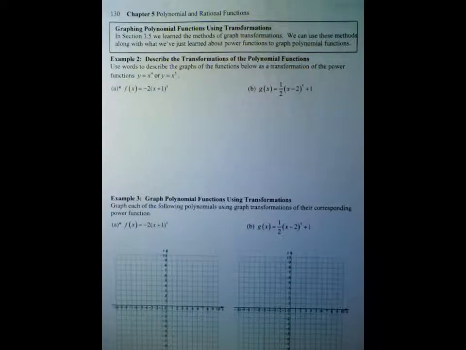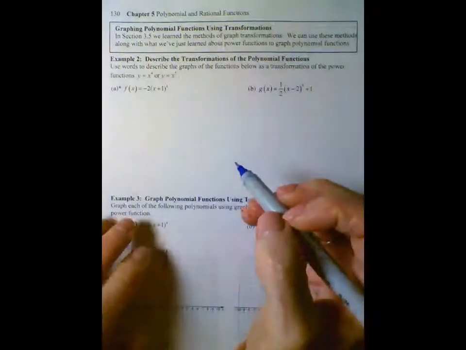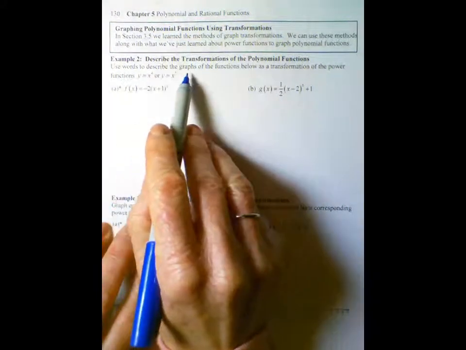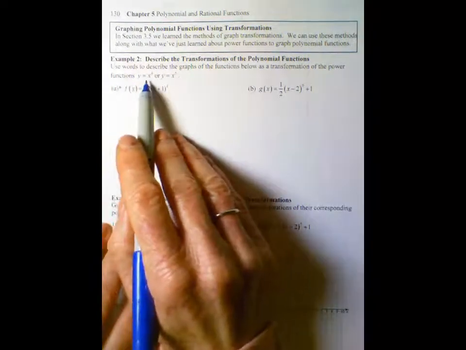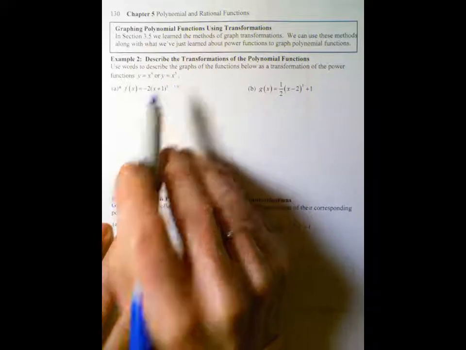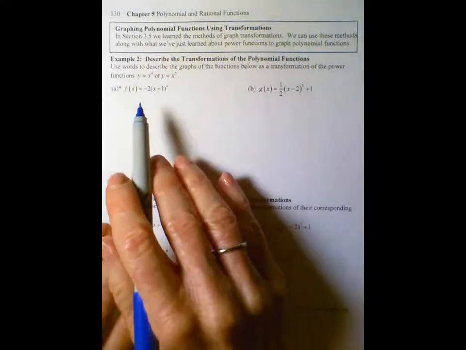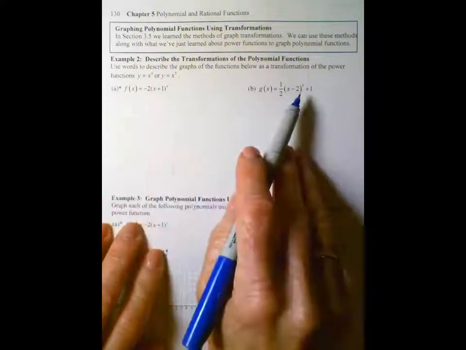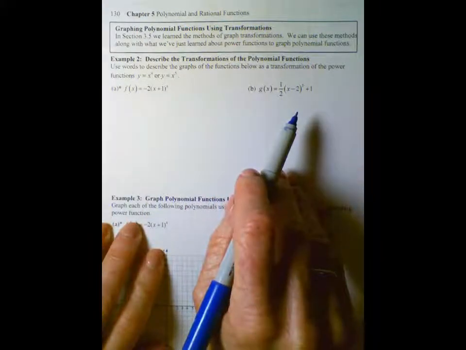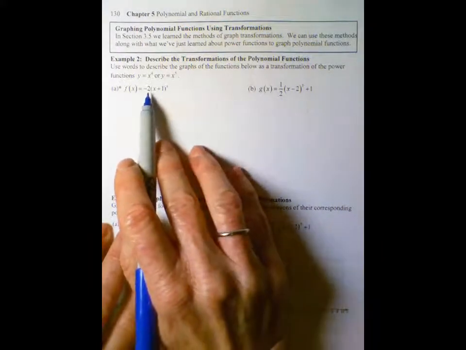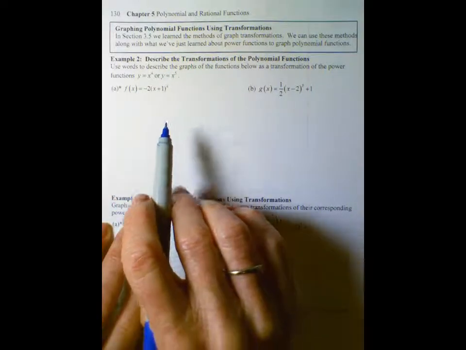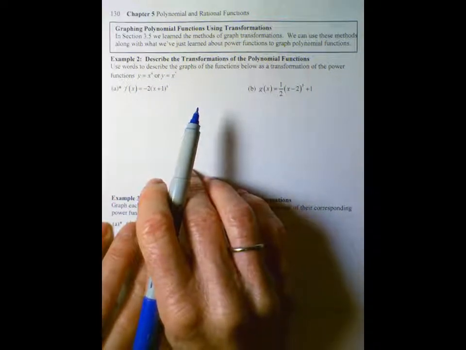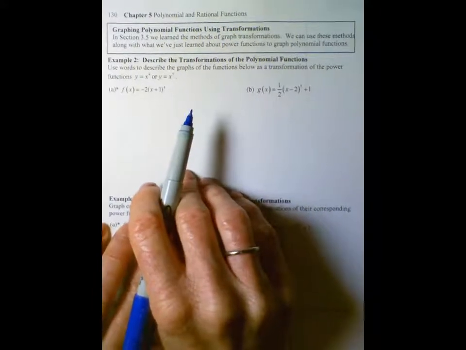Okay, so let's look at example 2a, and it says to use words to describe the graphs of the functions below as a transformation of the power functions y equals x to the fourth or y equals x to the fifth. So we'll look at A, and which one would it be, x to the fourth or the fifth? Of course, it would be the fourth. We can see that right here, and that's an even function, right? And so we will expect to see that behave like the evens that we just explored.